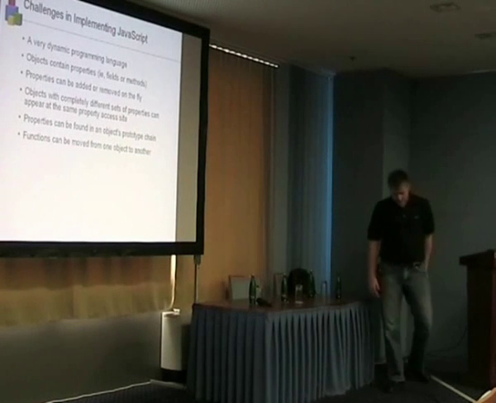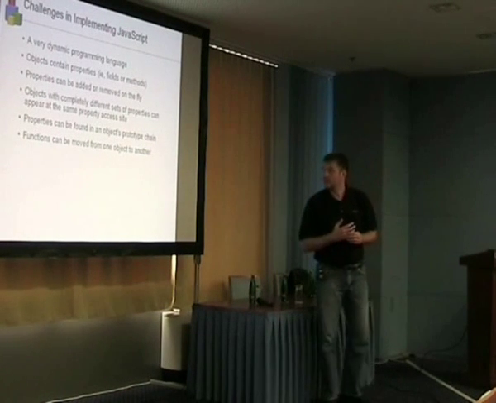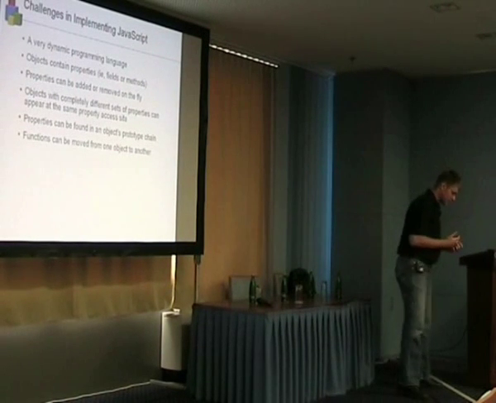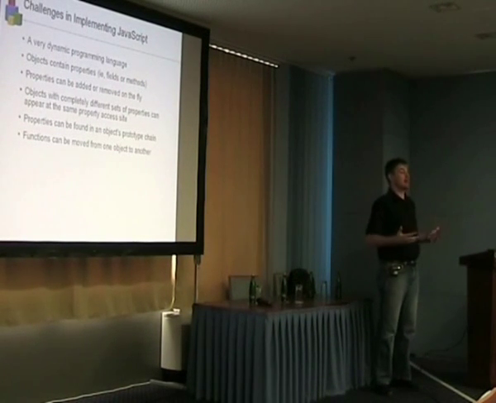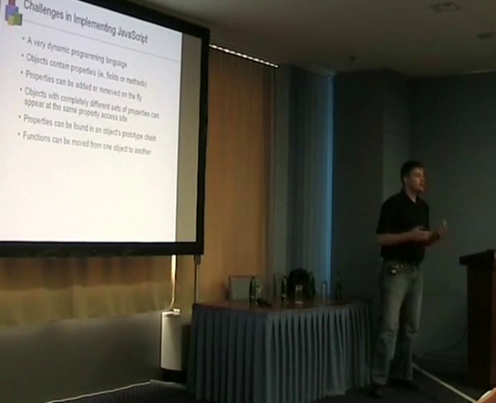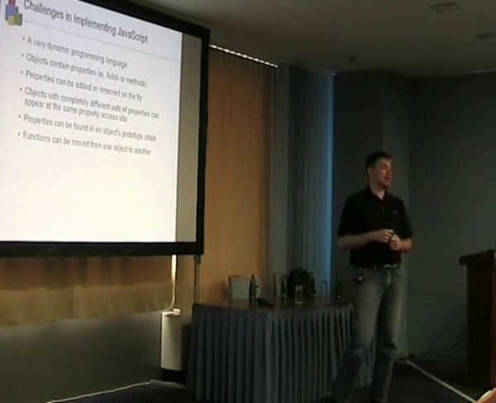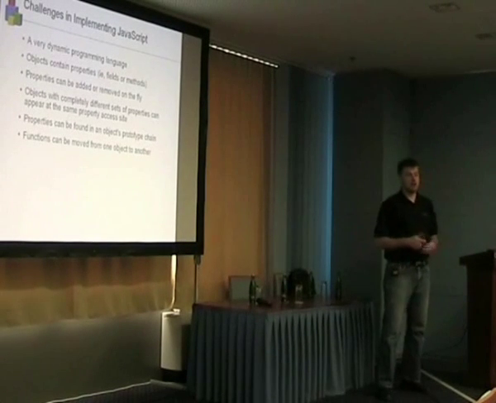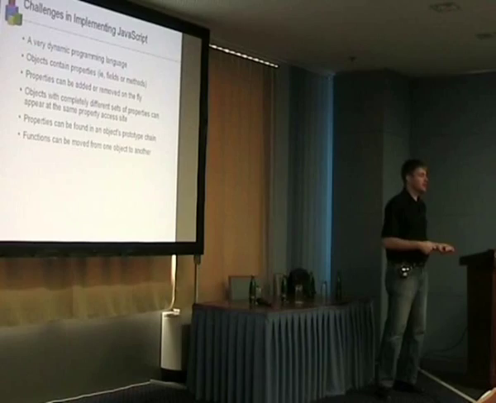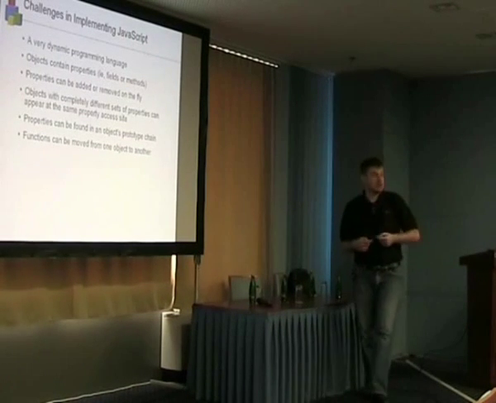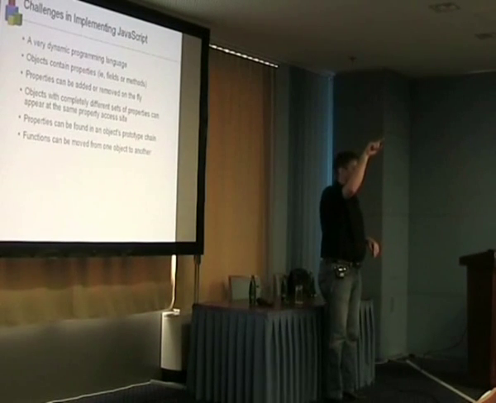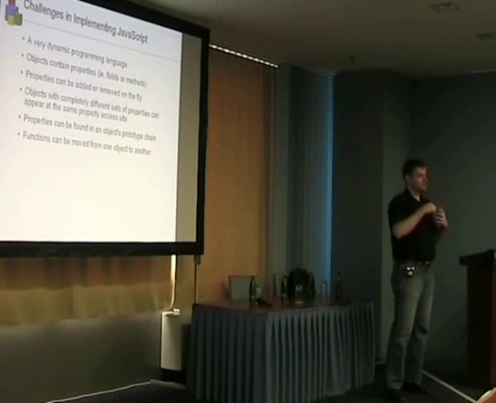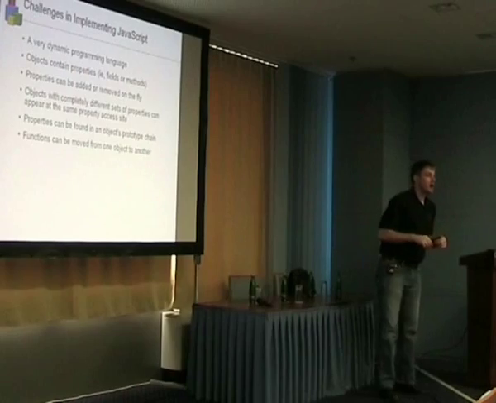I'll start out with the hidden classes. Let's first look at some of the challenges of implementing JavaScript. JavaScript is a really dynamic programming language. Objects are just mappings from property names to values. You can add properties to objects whenever you want to. You can delete properties from objects. Properties can be found in the prototype chain of objects. JavaScript basically uses a prototype chain for its inheritance.